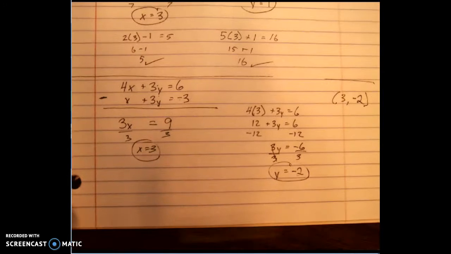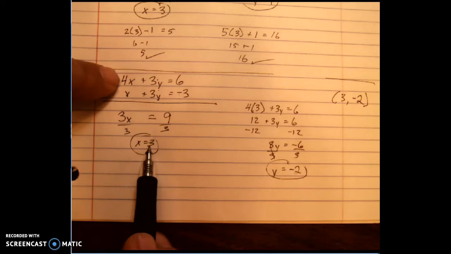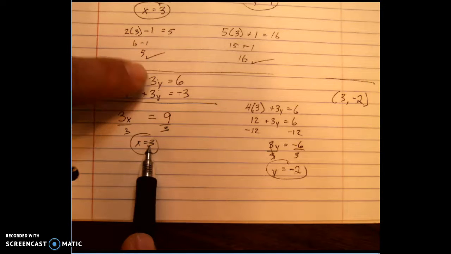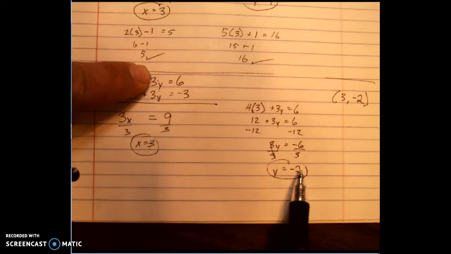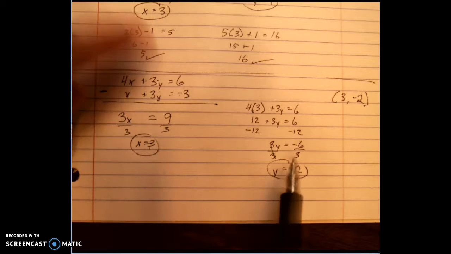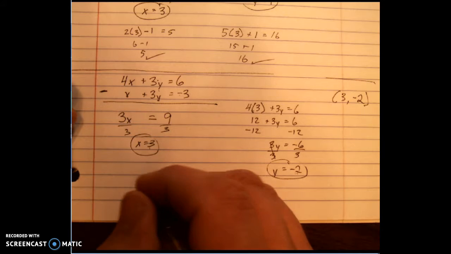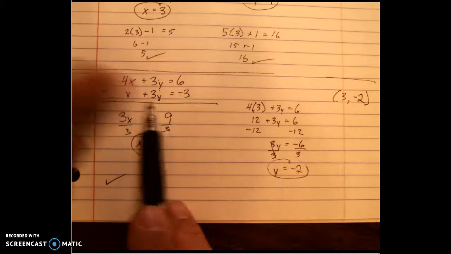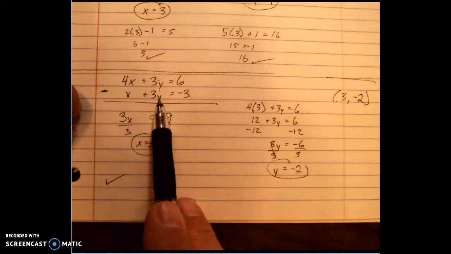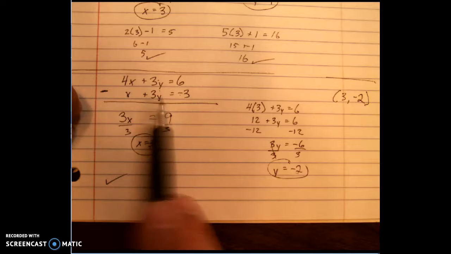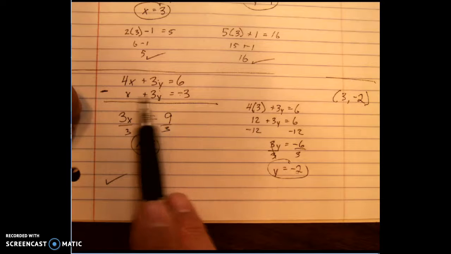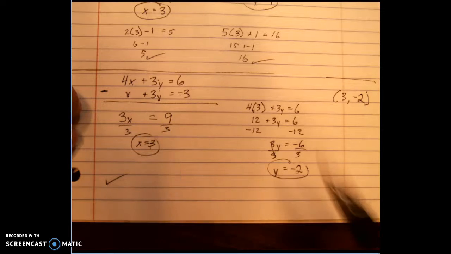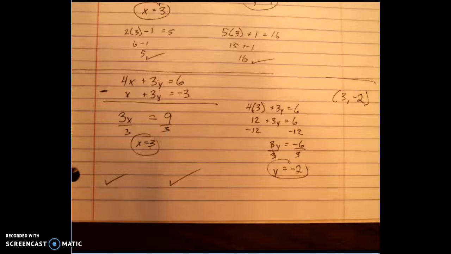Plug it in to check. 4 times 3 is 12. 3 times -2 is -6. 12 plus -6 is 6. It checks in equation 1. 3 is the x. 3 times the -2 is -6. 3 plus -6 is -3. It checks in the second equation.